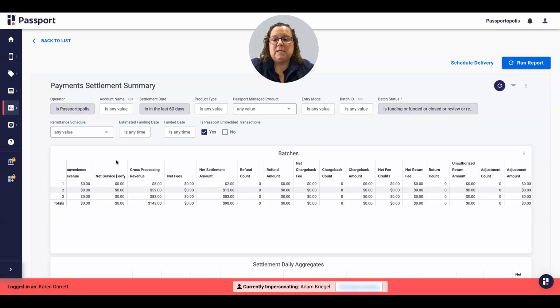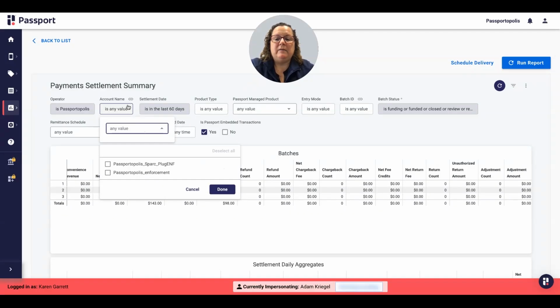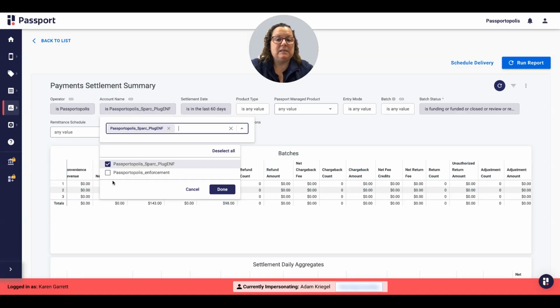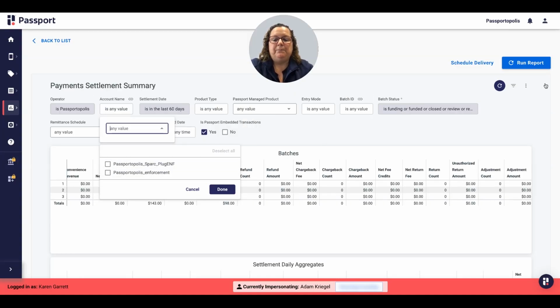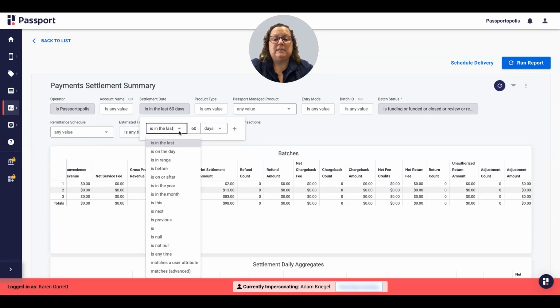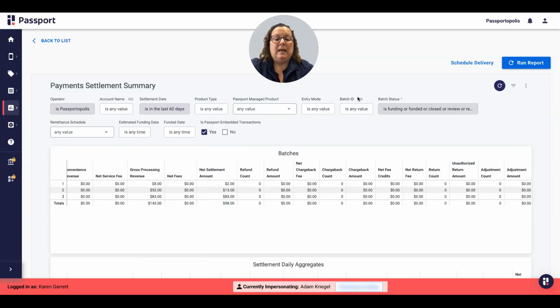Looking at the summary report, the first thing you'll notice is that it's a single report, and if you have multiple MIDs with Passport, you can now pull that information in one report, the settlement summary report, or if you want to isolate by ACH deposit, you can isolate by selecting the individual account, which equates to a MID, to pull that.